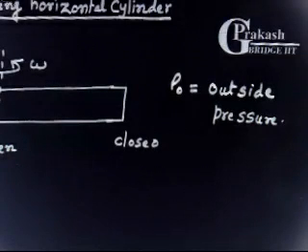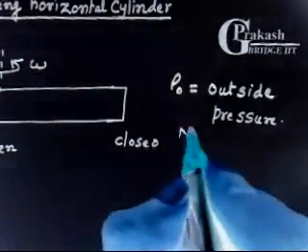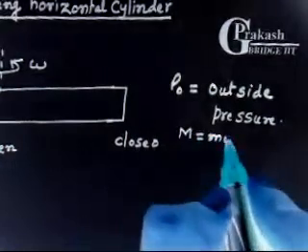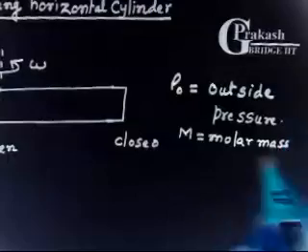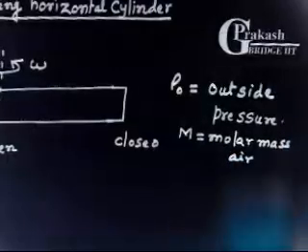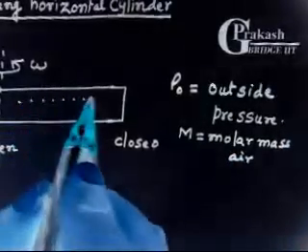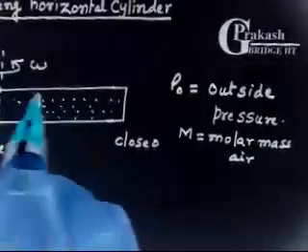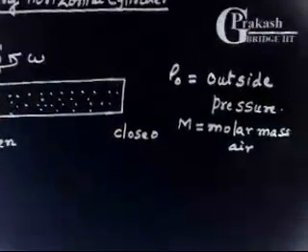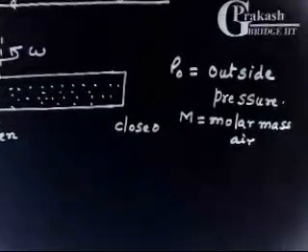Molar mass of air is M. M is also given to you, that is the molar mass, the mass of 1 mole of gas. So this cylinder contains air, and the molar mass of air is capital M.